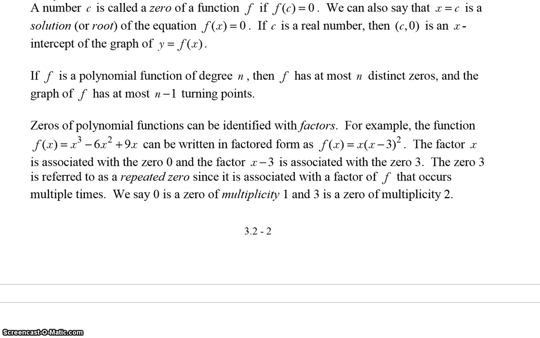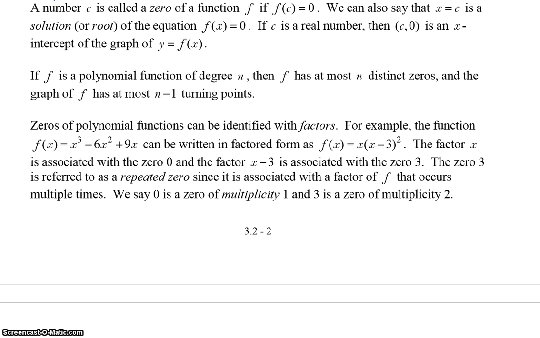The zero, 3, is referred to as a repeated zero since it's associated with a factor of f that occurs multiple times. There are actually two factors of f associated with the zero of 3. The (x minus 3) squared is really like having two factors of (x minus 3) times (x minus 3).